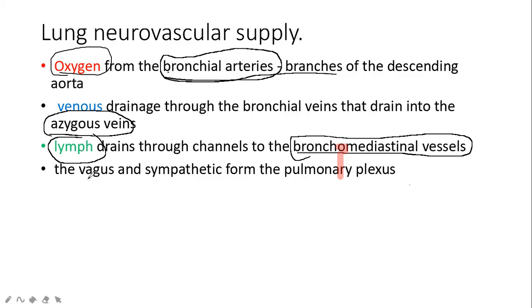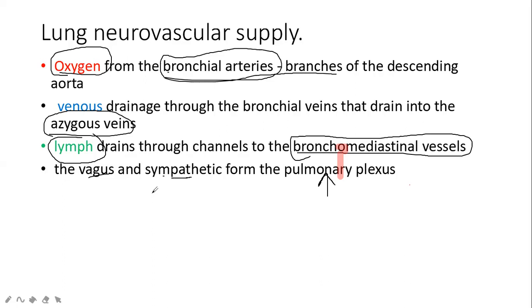Then the vagus nerve and the sympathetic nerves form a plexus that is the autonomic nerve supply to the lung. So we said the oxygen comes from the bronchial arteries, and the veins drain into the azygous vein. This has nothing to do with oxygenating the blood. This is only to do with supply of oxygen and taking away carbon dioxide from the connective tissue of the lung. It has nothing to do with the alveoli.